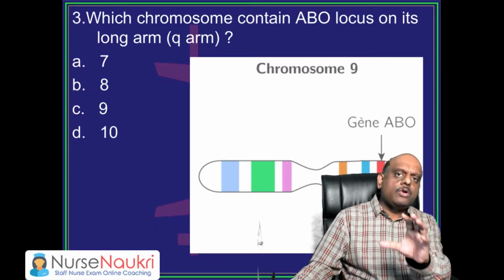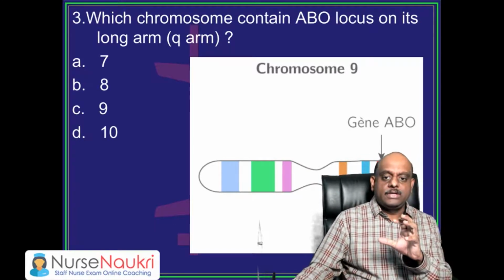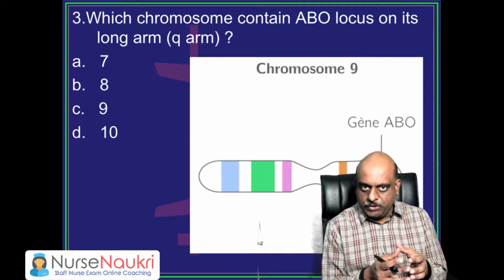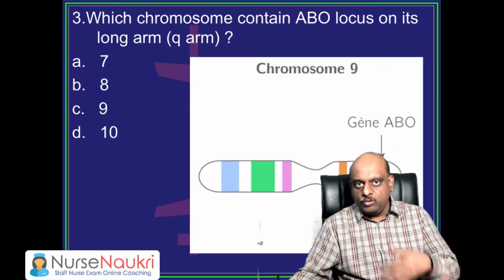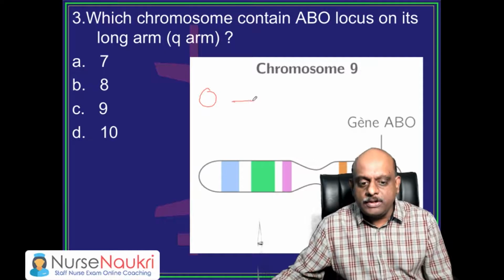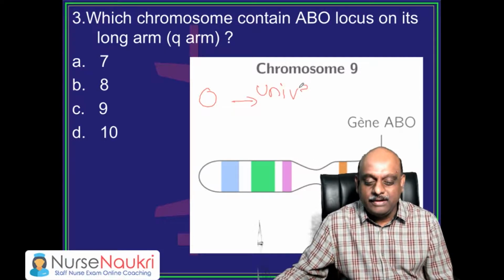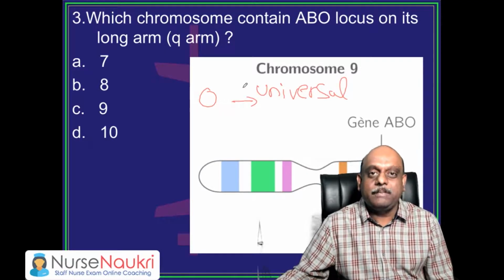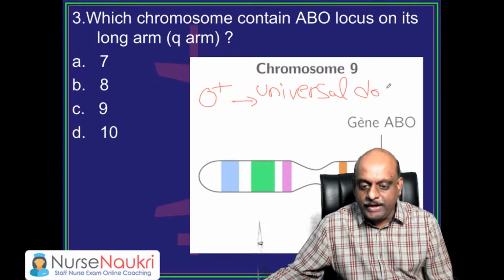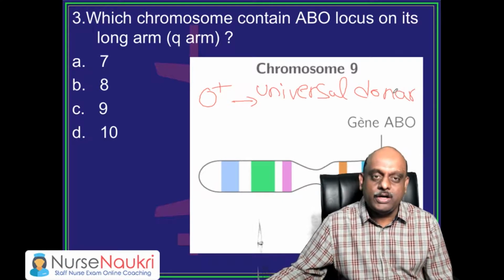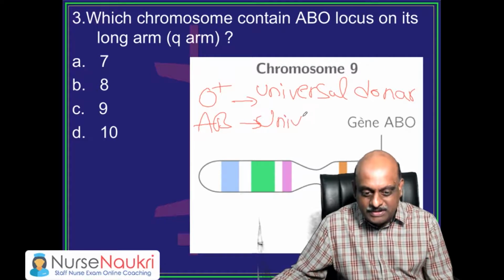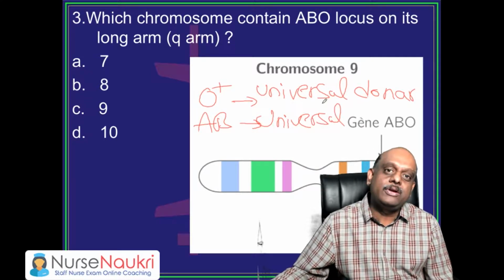Now, which chromosome contains the ABO locus? हमारा blood groups जो होता है A group, B group, O group, etc. कहते हैं ना. So you should remember O group is universal donor. किसी को भी O अपना O plus, O positive, they can be able to donate the blood. Donor. Then AB is called as universal recipient. Anybody's blood group they can be able to receive, right?